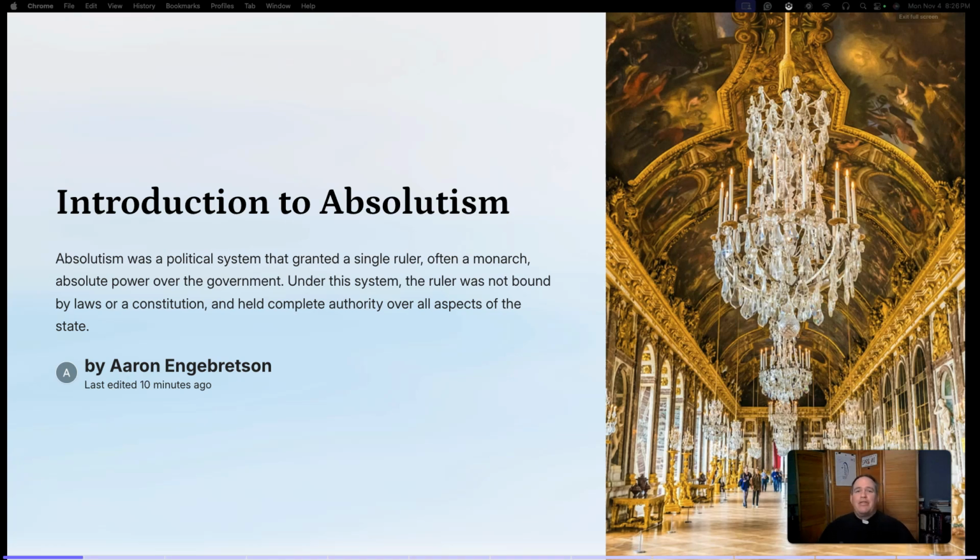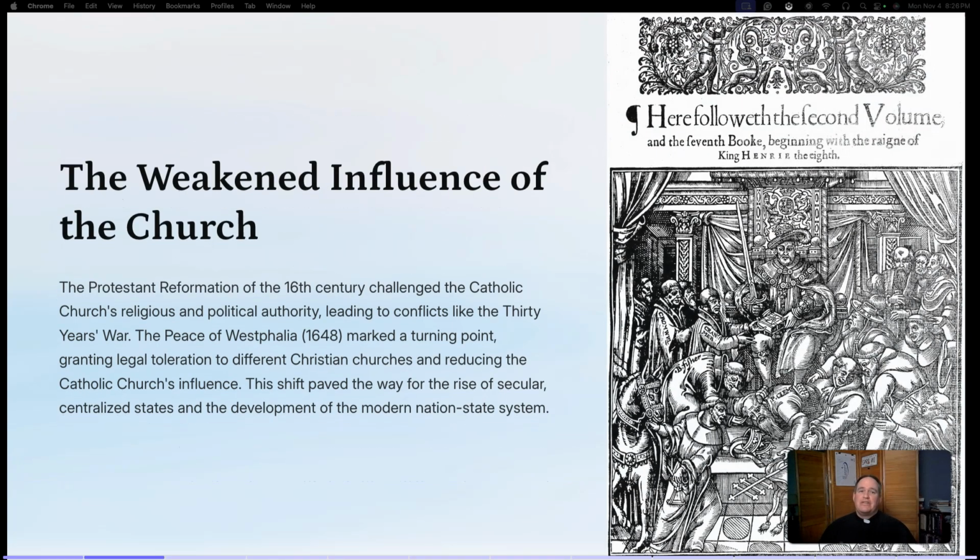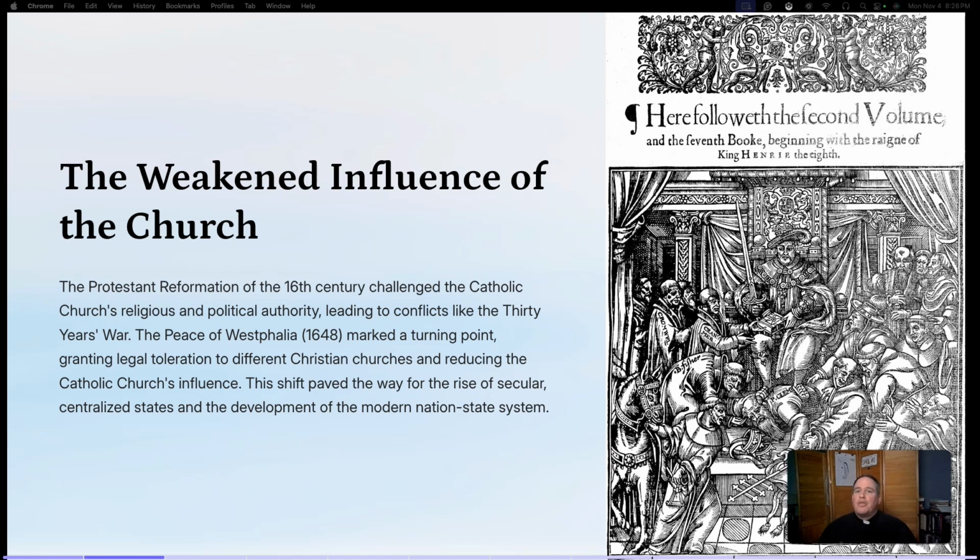So let's examine how these historical events shaped the rise of absolutism. The Protestant Reformation in the 16th century significantly weakened the Catholic Church's political power. The emerging Protestant denominations challenged the Church's authority, leading to conflicts like the 30 Years' War.